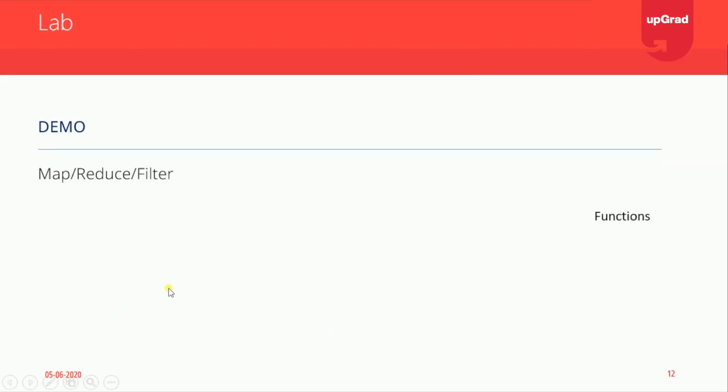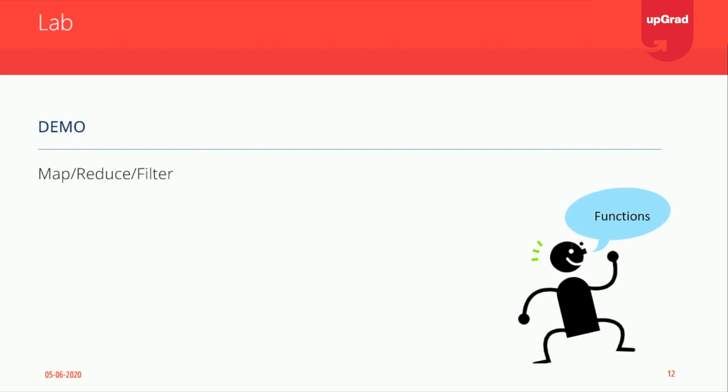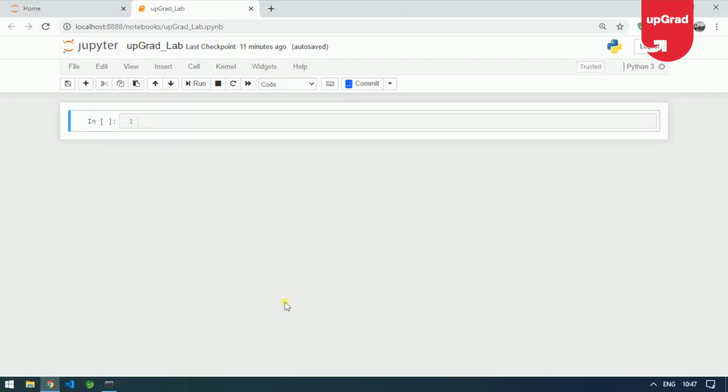Let us look at a programming demonstration to understand map, reduce, and filter function in detail. Let us start and try to understand how map, filter, and reduce function works. We'll be understanding the working of map, reduce, and filter by looking at the following demonstrations, and let us try to understand the logic and the concept here.